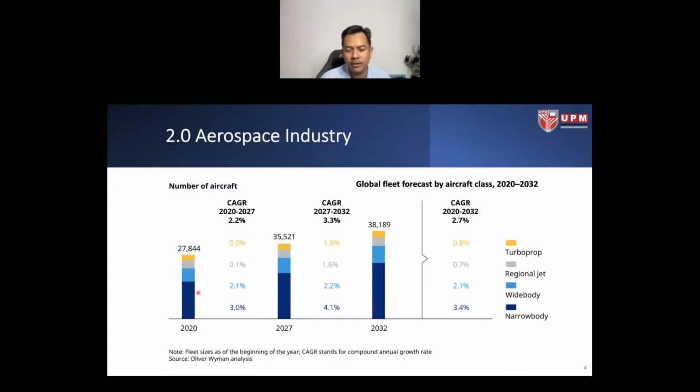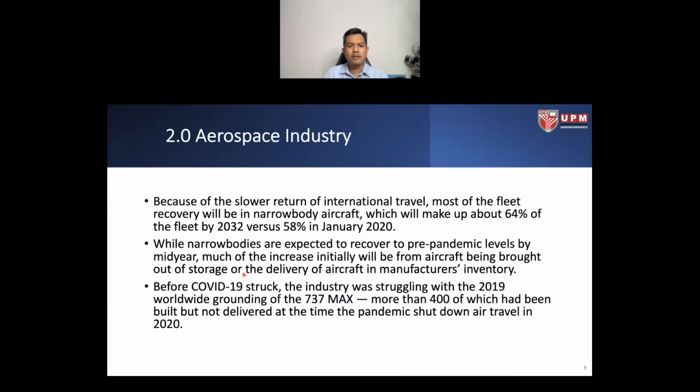This is a projection, and it is very promising, saying that the aerospace and airline industry are growing rapidly, going back to the pre-pandemic situation. Because of the slower return of international travel, since we have gone from 2020 to 2022, around 2.5 years, most people are still reluctant to travel. Most of the fleet recovery will be in narrow body aircraft, and because of the nature of airlines, they are shifting to narrow body aircraft, which will make up about 64% of the fleet by 2032, versus 58% in January 2020.